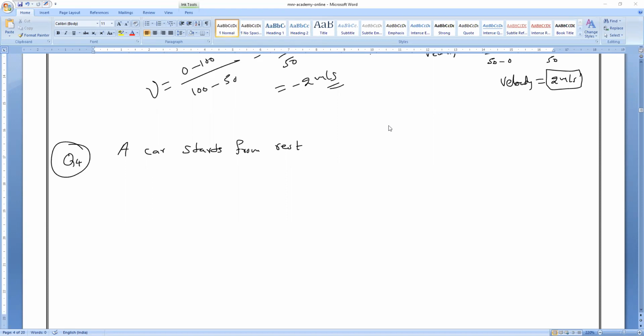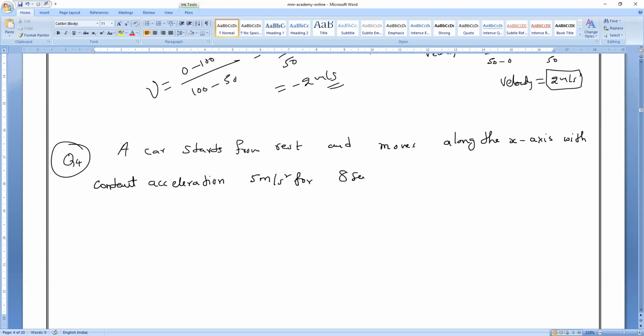A car starts from rest and moves along the x-axis with the constant acceleration. Please take the proper notes and draw every graph, everything. See how neatly I'm drawing. You have to draw like that. Along the x-axis with the constant acceleration 5 meter per second square. What is the acceleration? 5 meter per second square for 8 seconds.